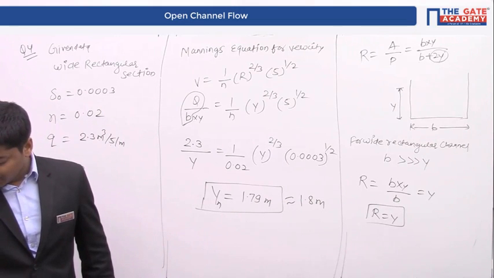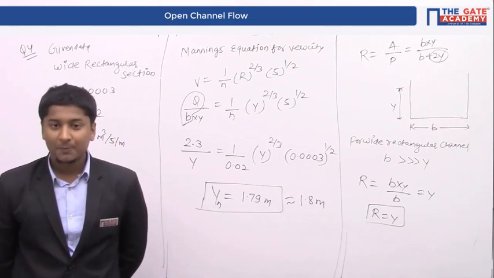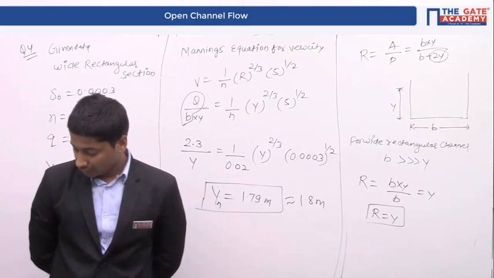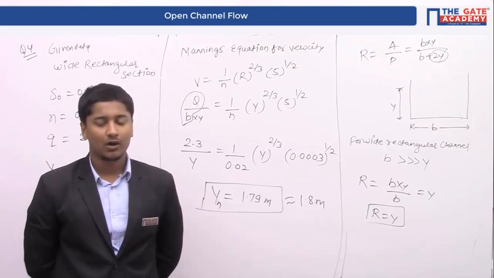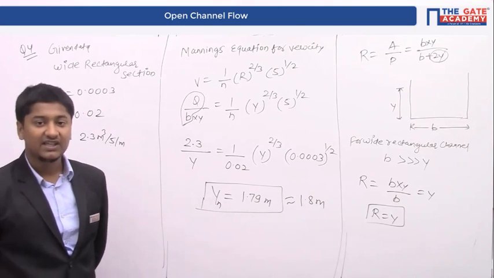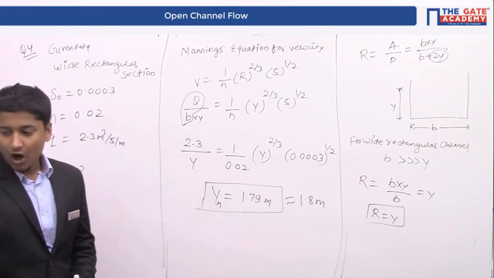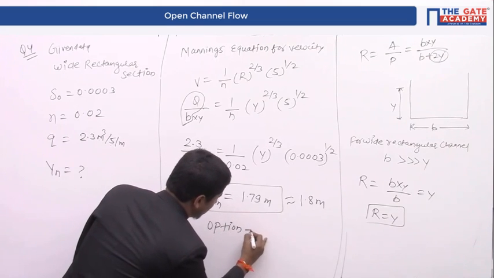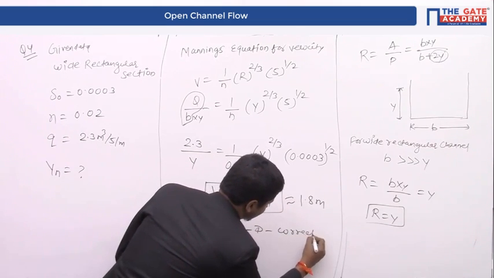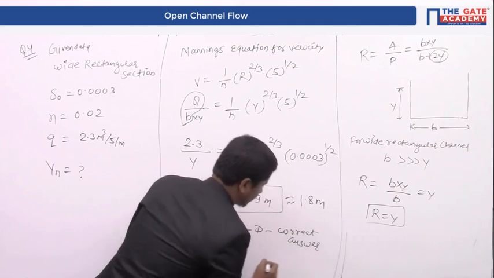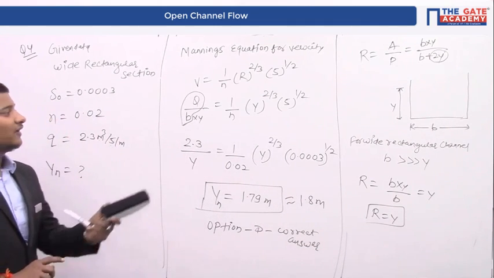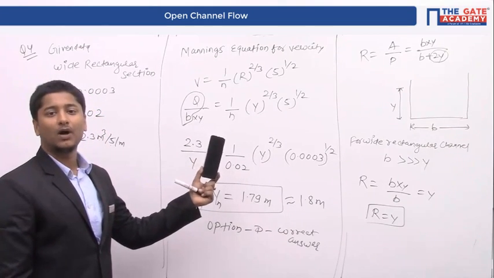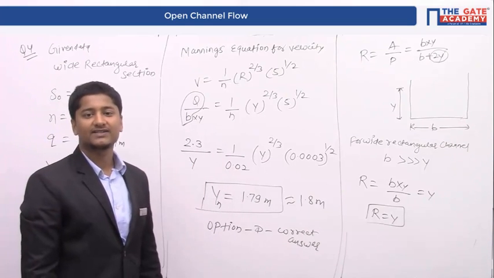So in this question, option A is 1.4, that is wrong. Option B is 1.6 meter, that is also wrong. Option C is 1.3 meter, that is also wrong. And the last option is option D, that is 1.8 meter. So option D is the correct answer. I hope you understand how we find out normal depth, that is Y, with the help of Manning's equation. I hope you understand this part.